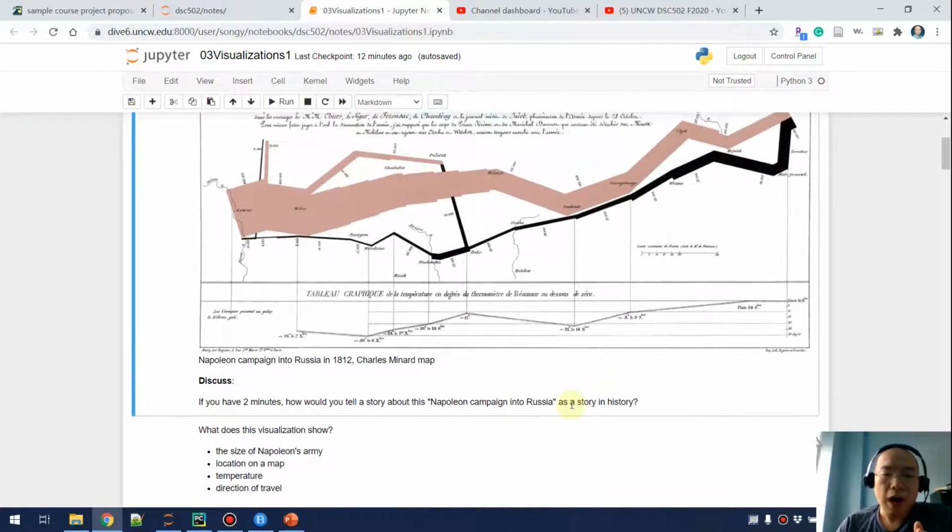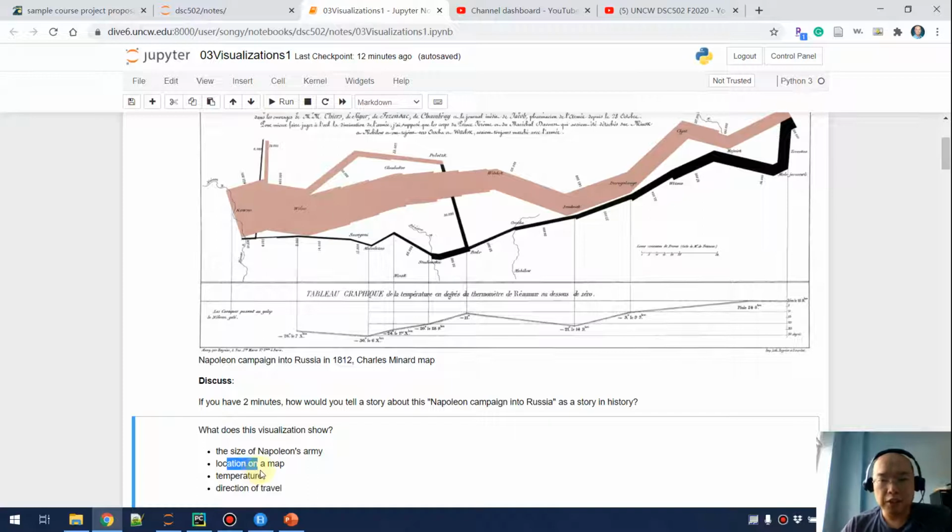After we understand this image, you can say there are really a lot of features and attributes compressed together and put into a single visualization, right? We have the Napoleon's army and its size, the location on the map, the longitude, the latitude, the temperature, and the direction of travel. We have a lot of information compressed into such a small visualization, and that is the power of the visualization.